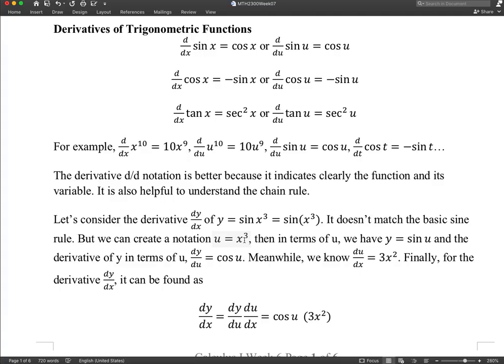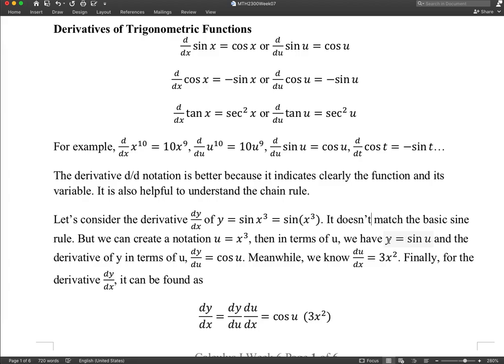And the thing is, when I take u as x cubed, the function y in terms of u can be written in a very simple fashion, right? This is a very basic sine. y is sine u. In terms of u, y is sine u, no more power of 3 anymore. And then I want you to realize there are two things.